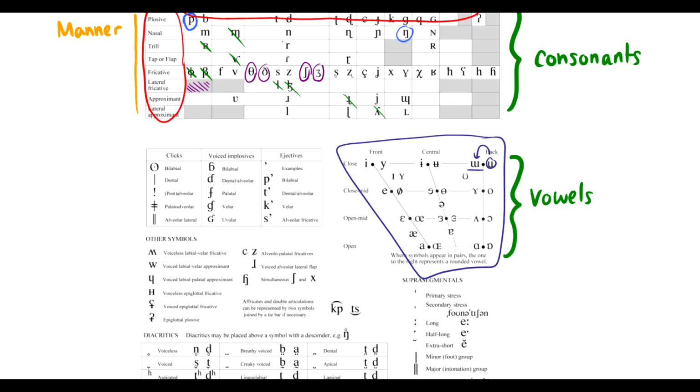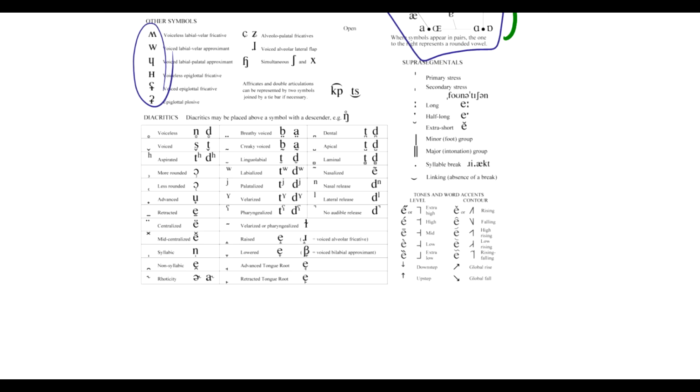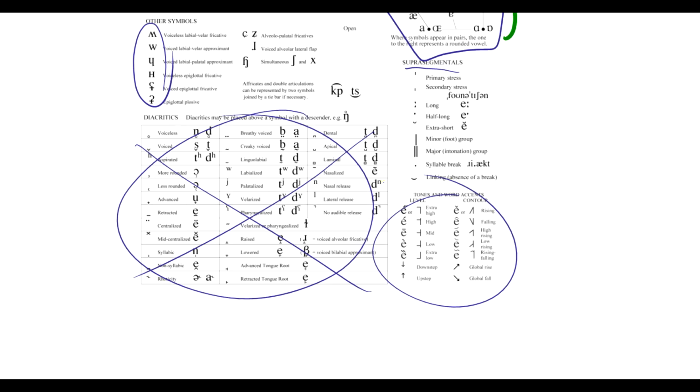There's some other things here. We have clicks, and we have voiced implosives where you suck in when you make the sound. We have ejectives where you puff air out of your mouth when you make the sounds. There's some other symbols here that we're not going to deal with, and things called suprasegmentals over here, which are ways that we denote stress, long syllables, and where syllables break. And then there's a bunch of other diacritics that change things, but again, this is more for advanced phonetics, and we won't be dealing with this, or any of this, or any of this. So those are things you can explore a little bit later.